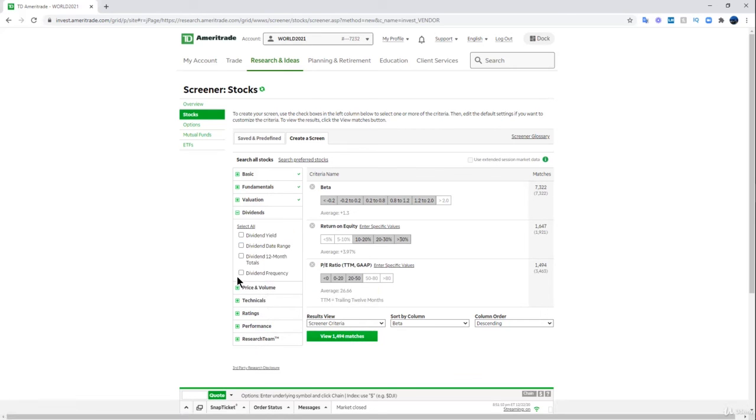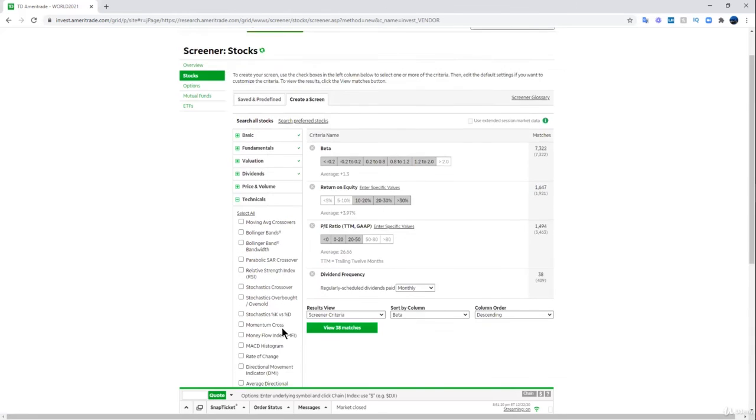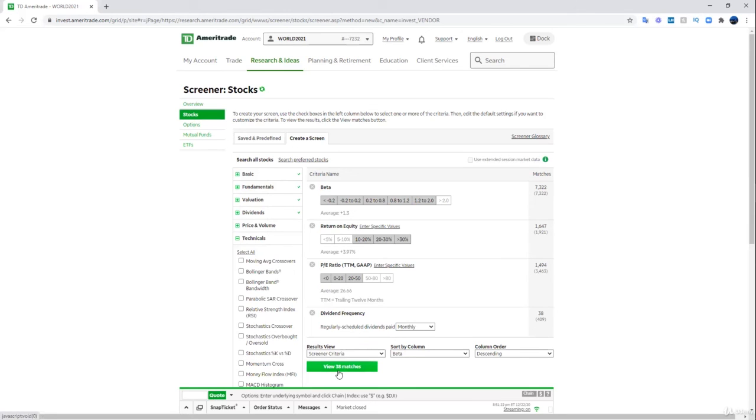Then we want a dividend frequency of monthly. It's already clicked for us. That's how I like them. And then let's see if any other ones. Okay, so none of the other data points that we went over are addressed. But like I said, there are. We just didn't go over them in this particular course.